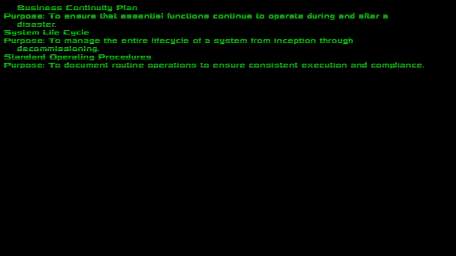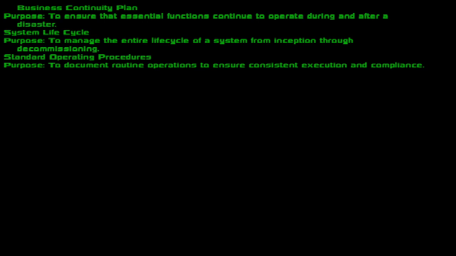Business continuity plan. Purpose. To ensure that essential functions continue to operate during and after a disaster. System life cycle. Purpose. To manage the entire life cycle of a system from inception through decommissioning. Standard operating procedures. Purpose. To document routine operations to ensure consistent execution and compliance.